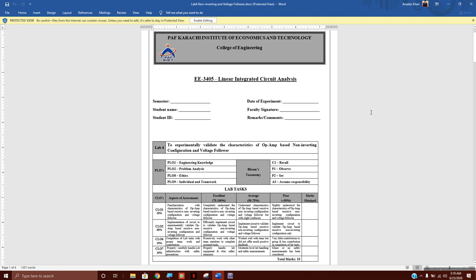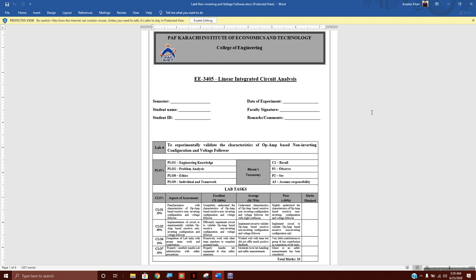Last time in Lab 3 we studied the inverting amplifier. We used the op amp as an inverting amplifier, and whatever input came in was amplified, like 1 volt became 10 volts or 5 volts peak to peak, if you say. So this Lab number 4 is kind of like that, but in this lab we will study the non-inverting amplifier and voltage followers.